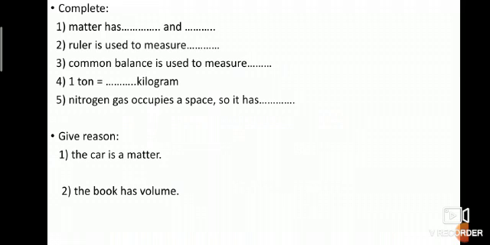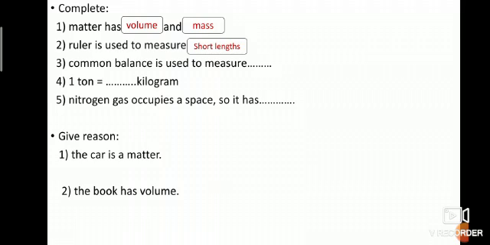The second kind of question is complete. The first question says matter has space and space. Matter has volume and mass. The second question says ruler is used to measure space. The answer is short lengths. Ruler is used to measure short lengths.